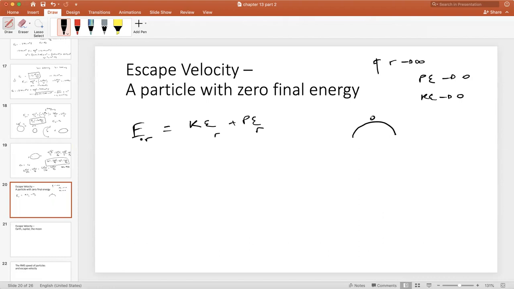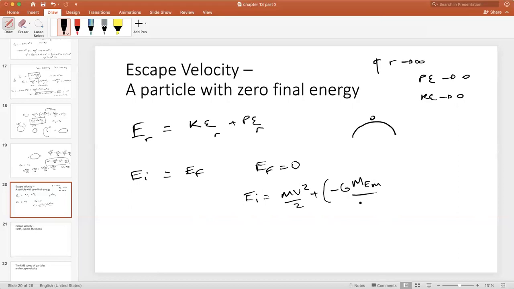So if we write our initial energy is equal to our final energy, and we know that our final energy has to be zero, when it gets so far away that it's no longer moving and it has no potential energy, what happens? So E initial from before was mv squared over 2 plus negative G m of the Earth, m, or m of whatever we're rotating, over r.